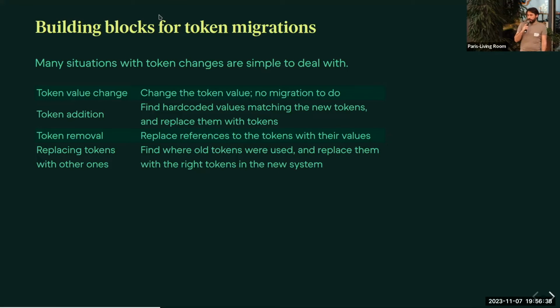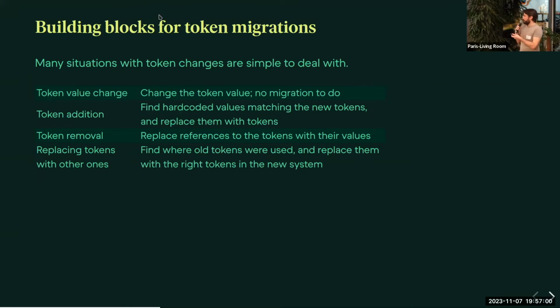And you have a few, I would say, building blocks that come up quite often. Right? So the very simple one, the one that we're told about when we learn about tokens is you change a value, you don't have to migrate your code. Cool. Then when you add a token, often you want to remove hard-coded values that are in your CSS. You want to replace them with the name of a variable.